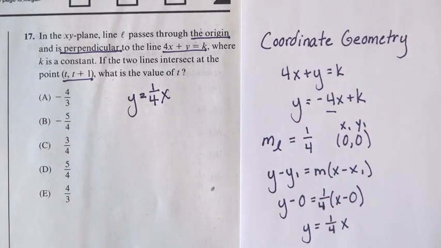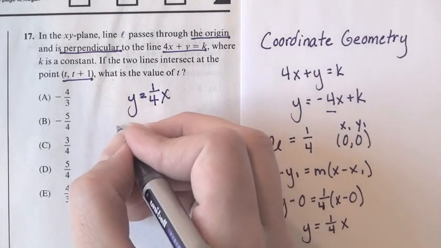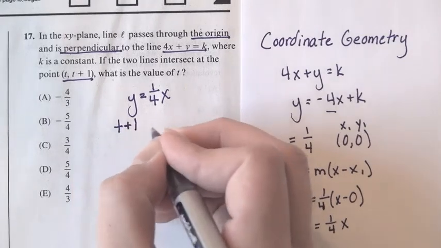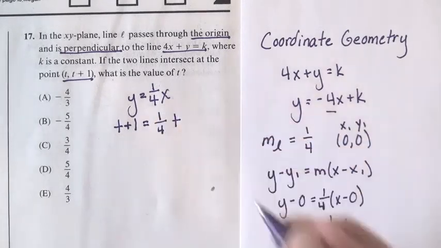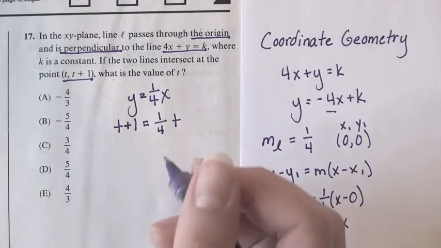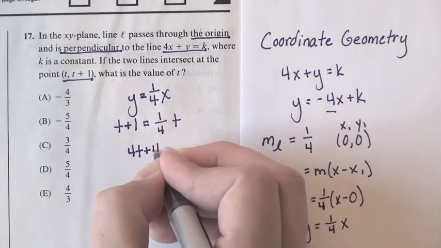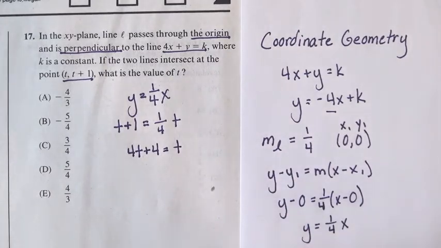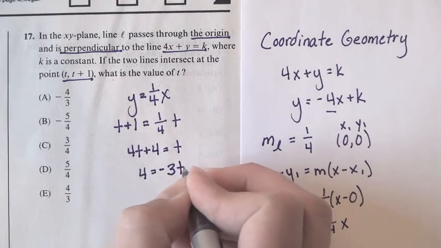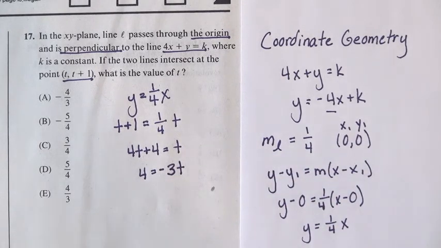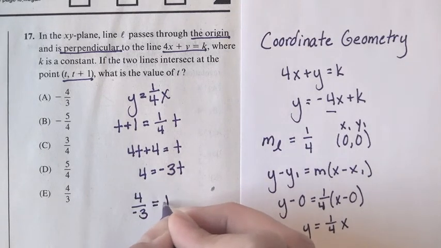Okay, for this point t, t plus 1 to be on this line, that means that that xy point has to be a solution to the equation. So we'll plug in t plus 1 for y, and we'll say it's equal to 1/4 t, plugging in t for x. All right, now we can just solve for t. Let's multiply both sides by 4. 4t plus 4 is equal to t. I'll subtract 4t from both sides and get 4 is equal to negative 3t. And then finally, to get t by itself, we'll divide both sides by negative 3 and get 4 over negative 3 is equal to t.